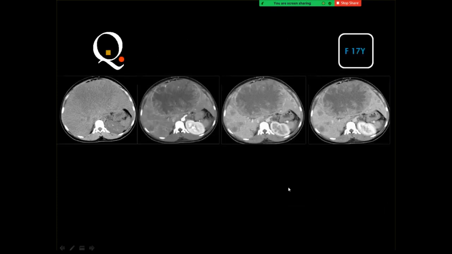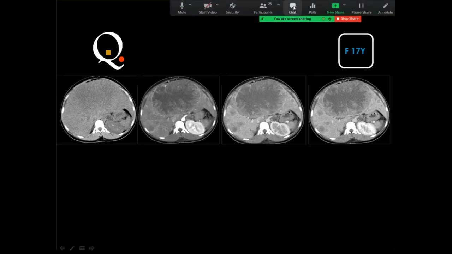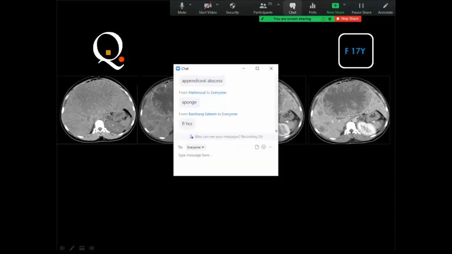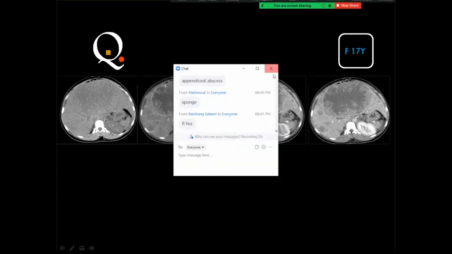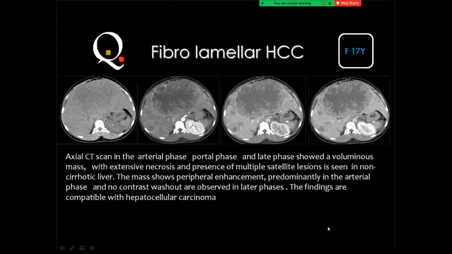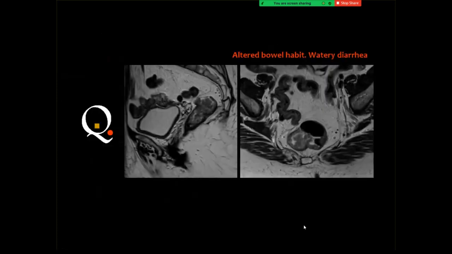This is a female patient, 17 years old, with a big neoplasm in the liver. Yes, and this is a straightforward case of fibrolamellar hepatocellular carcinoma diagnosed by the age of the patient, of course, and the size of the tumor and the absence of cirrhotic liver changes. There are a lot of criteria separating the fibrolamellar type from the usual hepatocellular carcinoma. This patient had altered bowel habits with watery diarrhea.